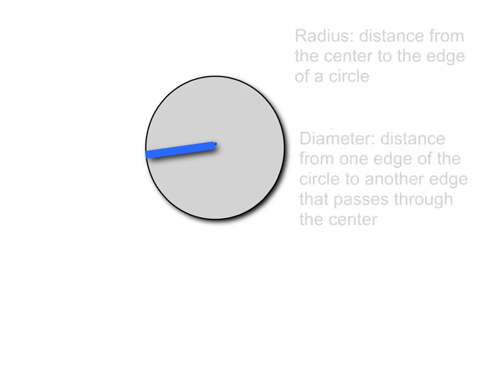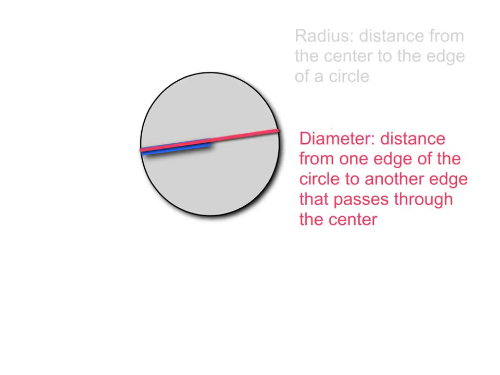The diameter is the distance from one edge of the circle to another edge of the circle that passes through the center of the circle. The line in red marks a diameter of the circle. The circumference is the distance around the outside of a circle, and I'm going to highlight that right now.